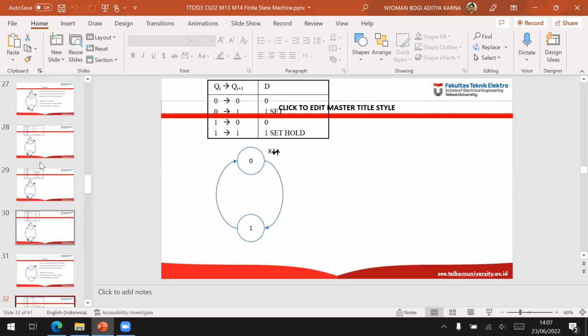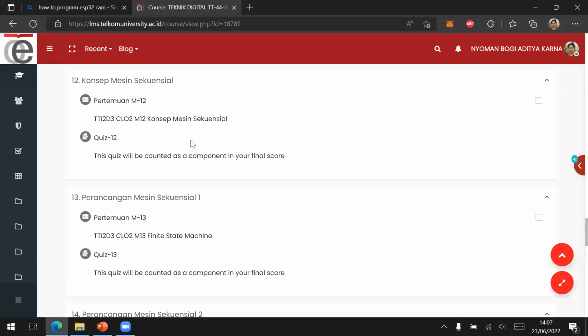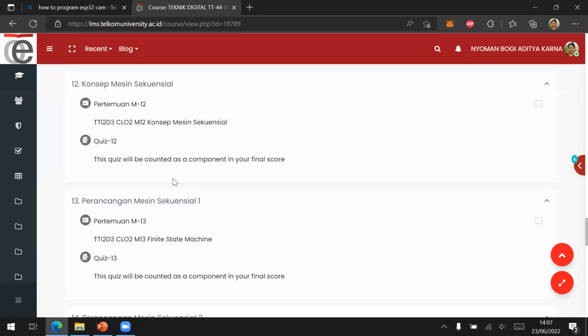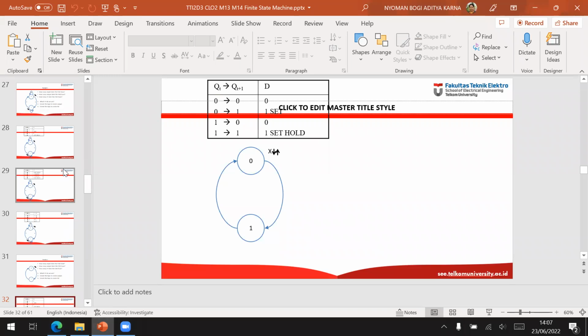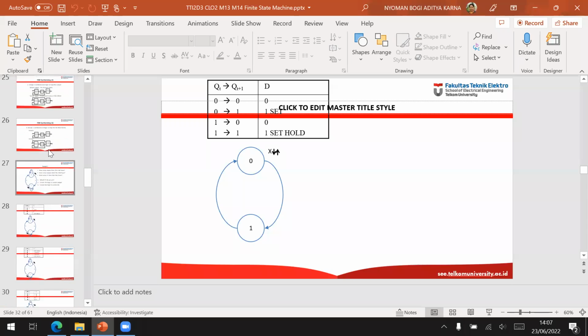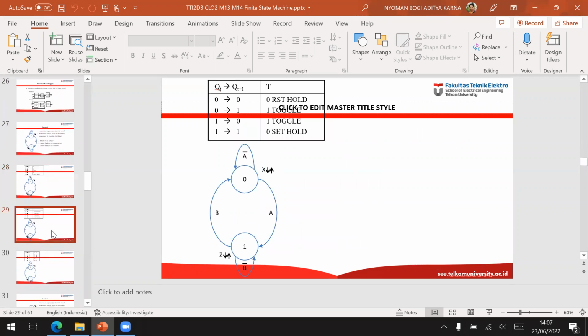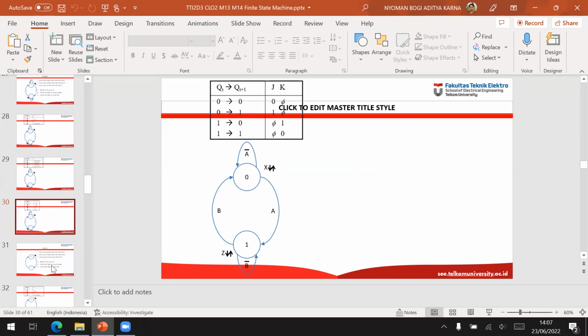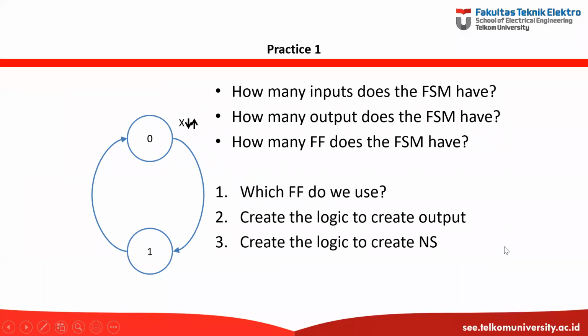Okay, I got confused. This is the concept, and then we'll discuss. Oh yeah. So we're going to start not from this one because we already discussed it last week. So we're going to discuss this one. Okay. Practice number 1.